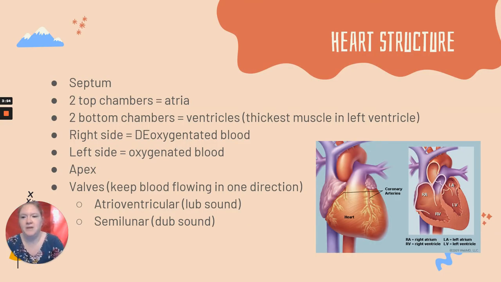All right, then we talked about the heart structure itself: the septum, the wall dividing the two sides, top chambers, atria, bottom chambers, ventricles. They're thick for pumping power. The right side carries deoxygenated blood. The left side carries oxygenated blood. You have the apex of your heart tilted toward the left side. And we have valves that keep blood flowing in one direction. The atrioventricular valves closing makes the lub sound. The semilunar valves closing makes the dub sound.